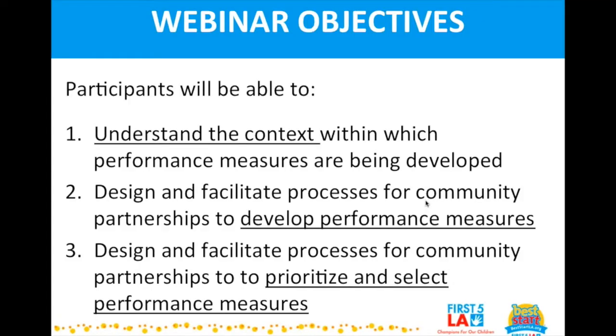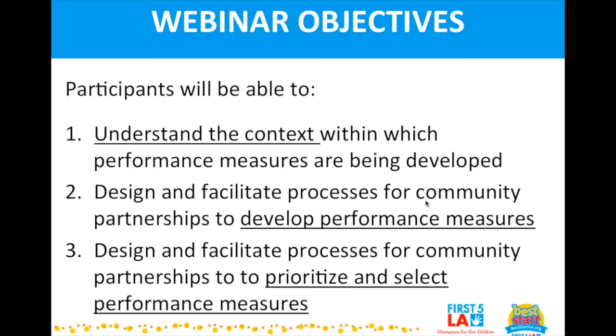Okay. So we have three main objectives during our time together. At the end of our session, we want all participants to be able to understand the context within which performance measures are being developed, including the value of co-design and the connection between the Building Stronger Families framework, learning by doing, and the results-focused community partnership framework. Number two, design and facilitate processes for community partnerships to develop performance measures. And number three, design and facilitate processes for community partnerships to prioritize and select performance measures.